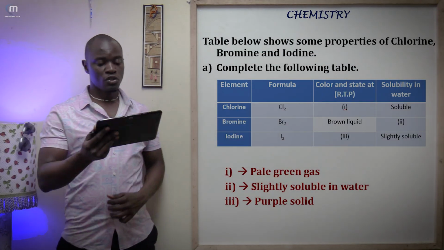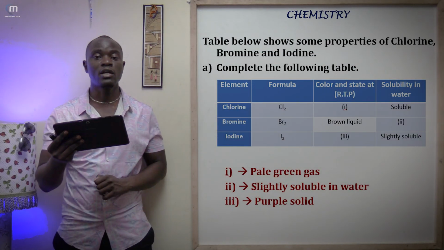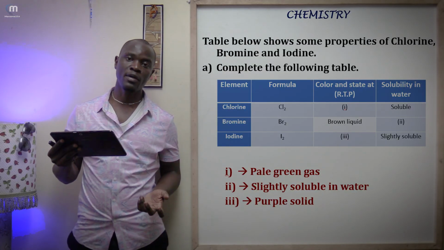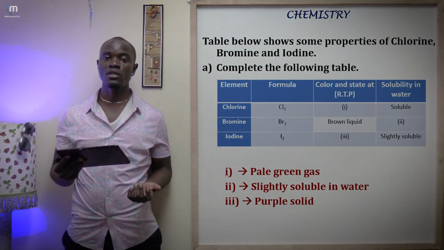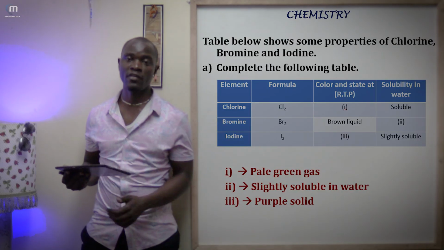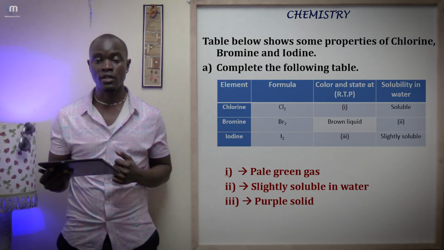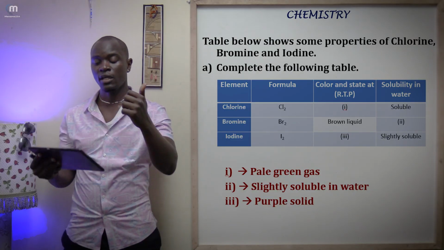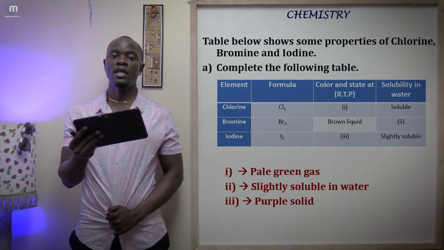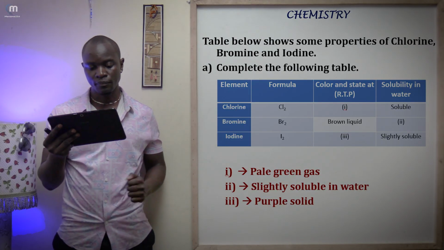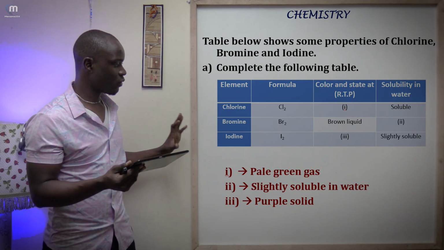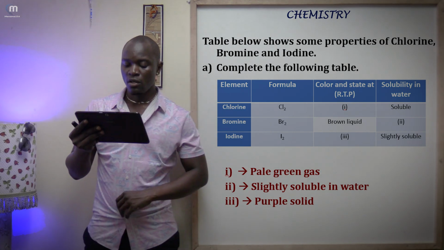So now the next question, I think this might be the last one. The question is asking, the table below shows some properties of chlorine, bromine, and iodine. These are group 7 elements. Remember it begins with fluorine, then chlorine, then bromine, then finally iodine. So complete the table below. As you can see, we have already indicated the table.